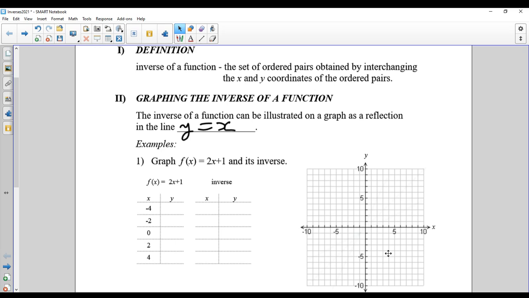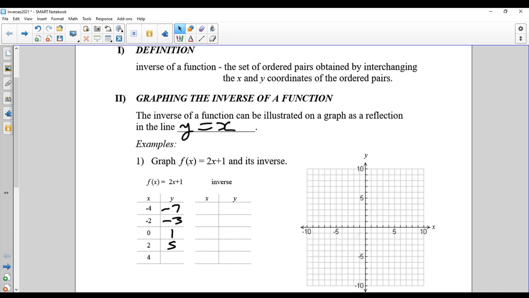So let's take an example, not of the y equals x line, but 2x plus 1, and let's also come up with its inverse. All right? So here we go. I'm going to write down the table of values for the 2x plus 1 line, going from minus 4 to 4 in only even numbers. So that would be minus 8 plus 1, which is minus 7. Minus 4 plus 1, which is minus 3. This would just be 1. Then this would be 4 plus 1, which is 5.